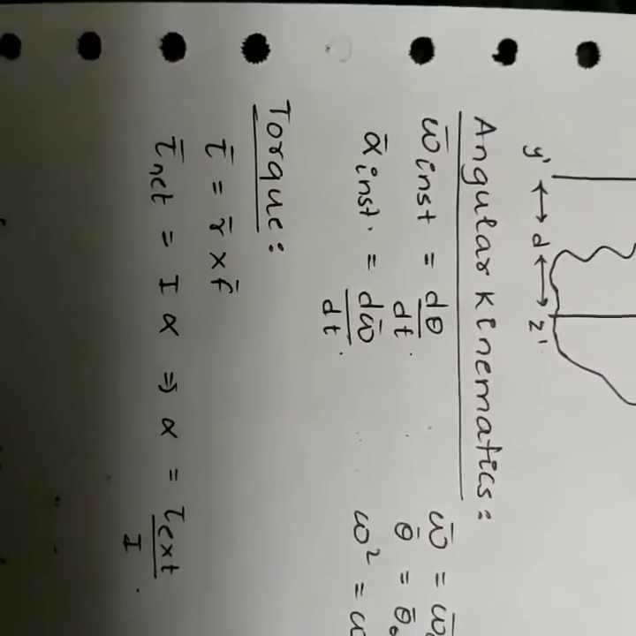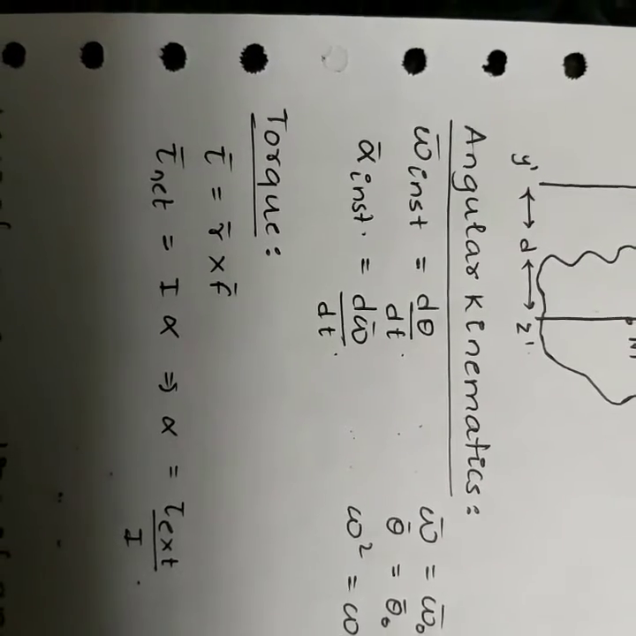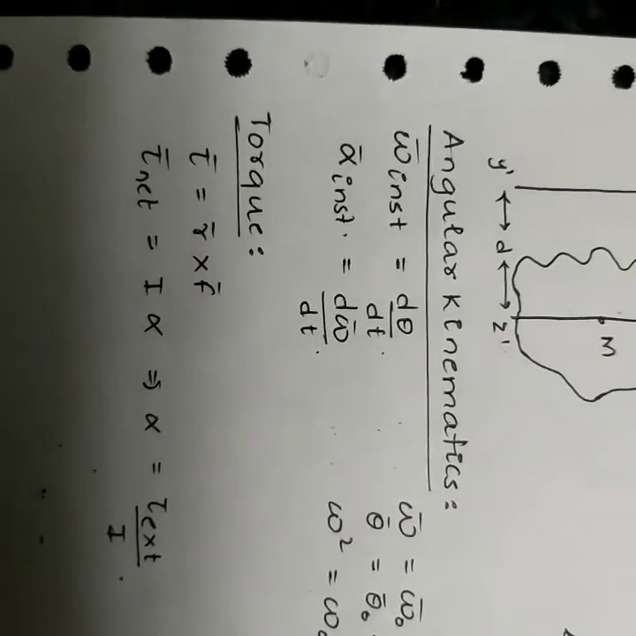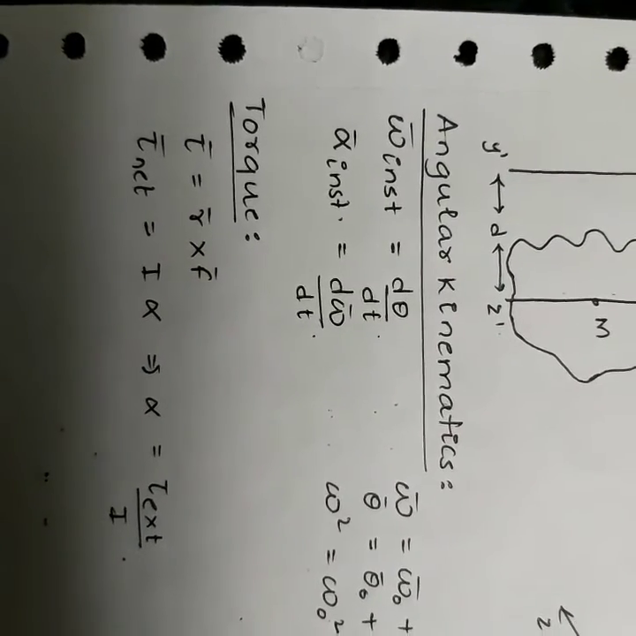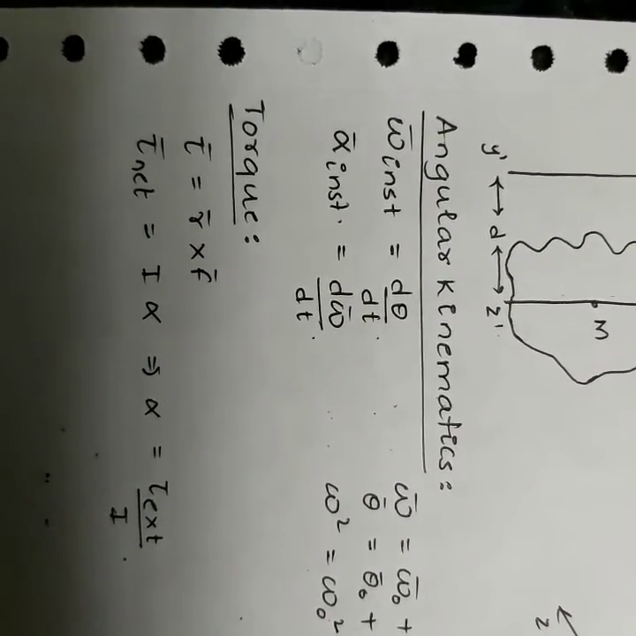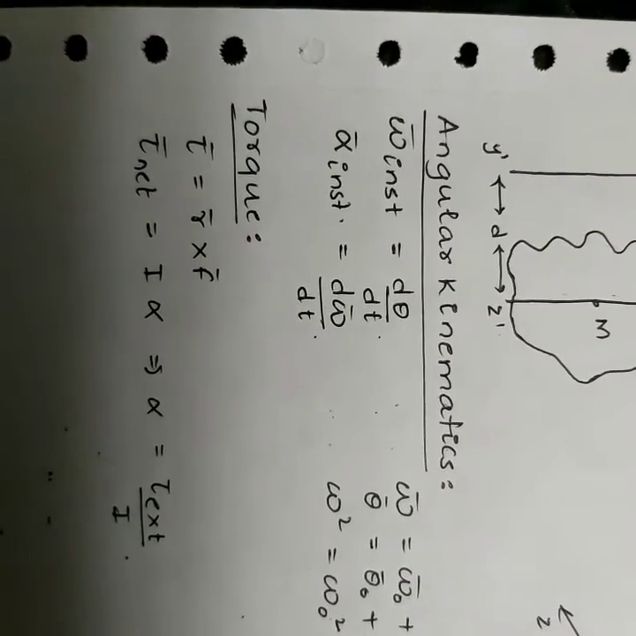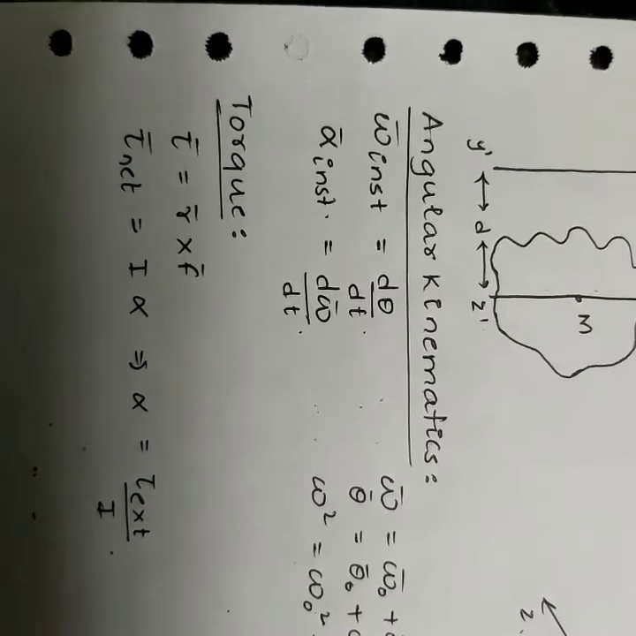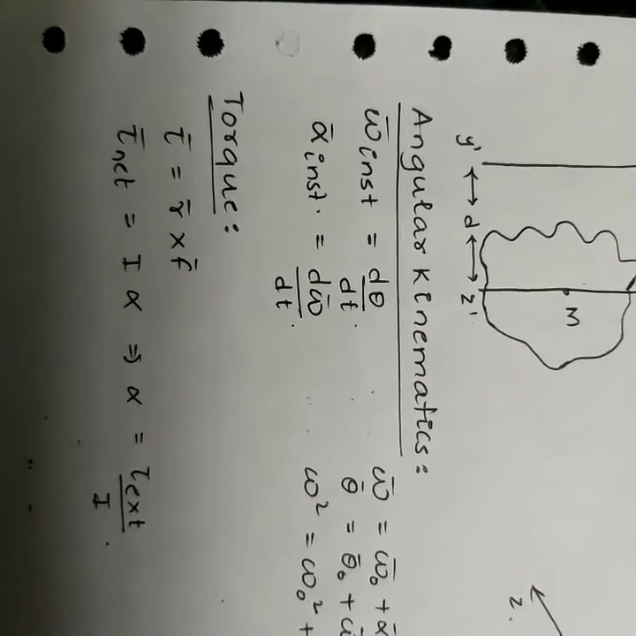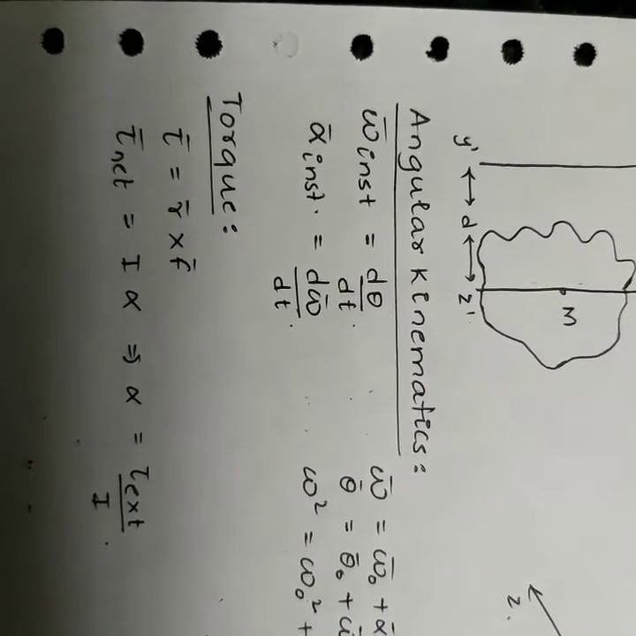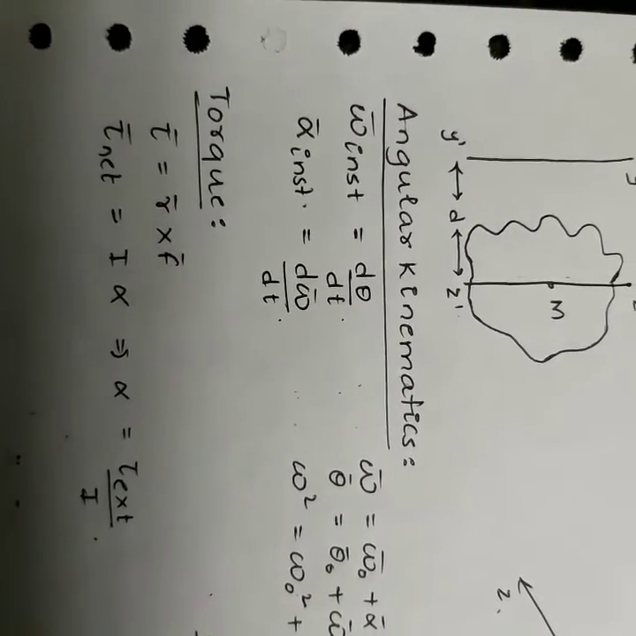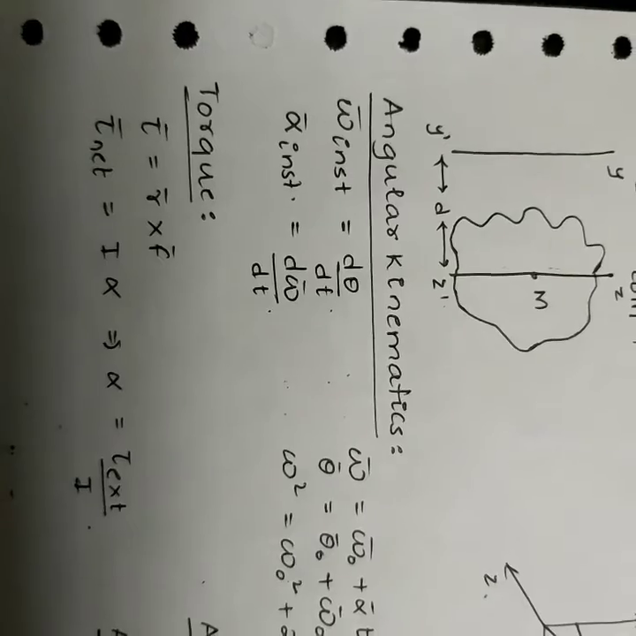Torque. Torque is R bar cross F bar, where R is the position vector of the point of application of force. Torque about an axis is also R bar cross F bar. Here the angular acceleration alpha of any body about any inertial axis is equal to the net external torque acting on the body divided by the moment of inertia of the body about that axis. That is, alpha is tau external by I.